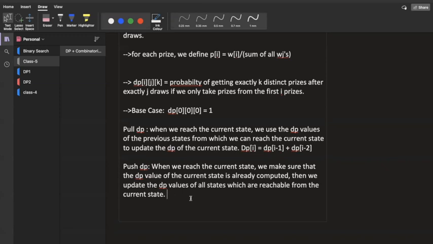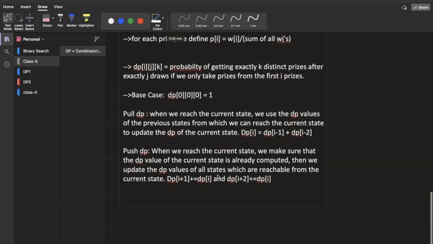But if we want to use push dp to calculate the Fibonacci numbers, then from i, the number i will contribute to the dp values of i plus 1 and i plus 2. So we will write two updates: dp of i plus 1 plus-equals dp of i, and dp of i plus 2 plus-equals dp of i. So we are making sure that we already know what dp of i is, and from the state i, we can go to i plus 1 and i plus 2. Great. So these are the basic differences.